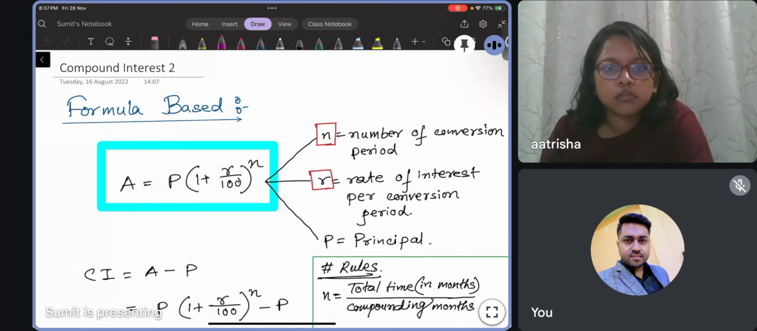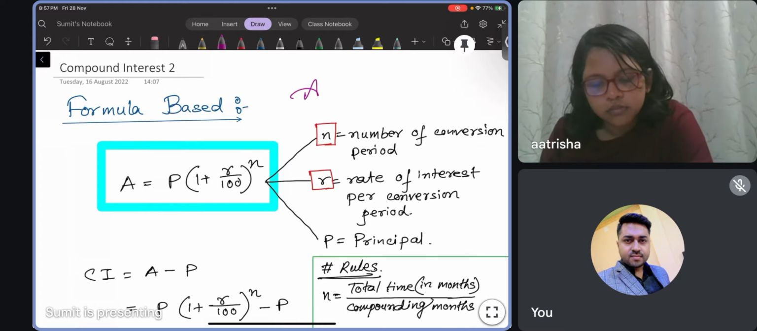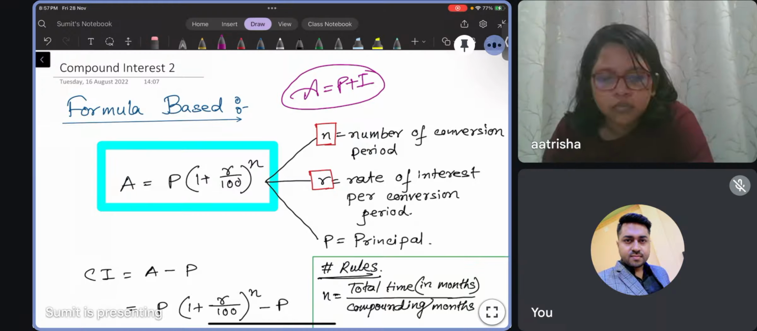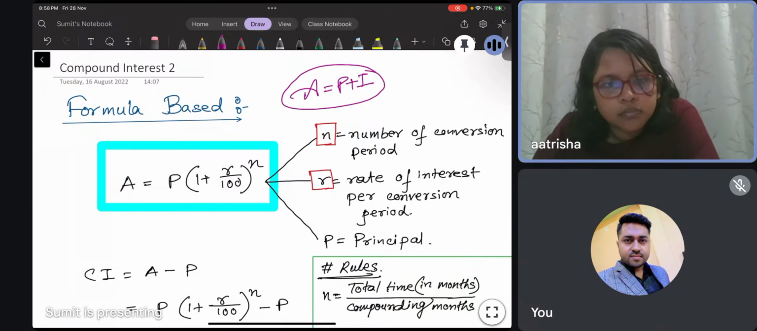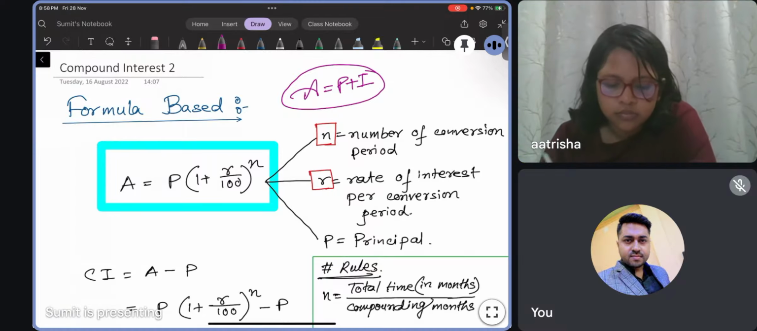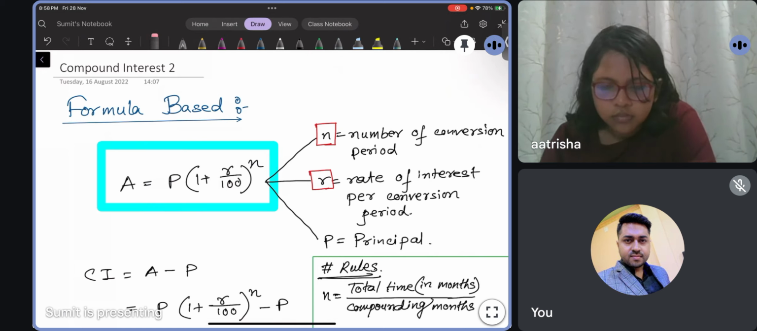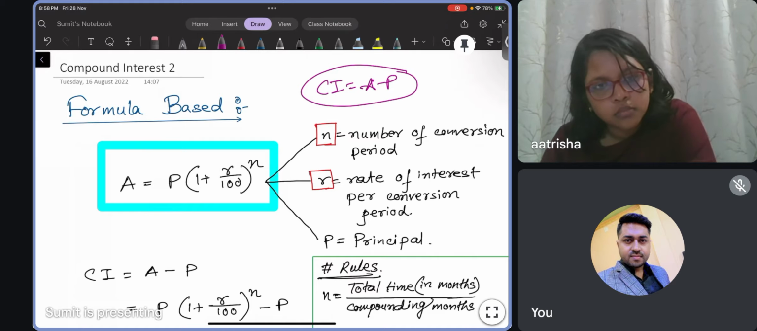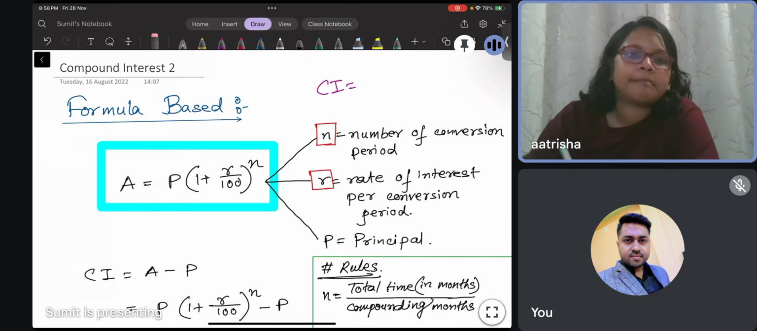Amount means, what is meant by amount? Always remember that amount means A equal to principal plus interest. Amount means how much money you will pay after a certain period of time. That will include principal and interest. Okay, and after finding A, you can find the compound interest very easily by amount minus principal. Correct? So we will find the amount at first.